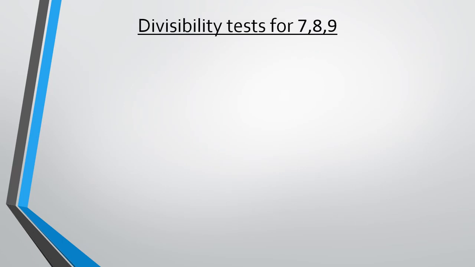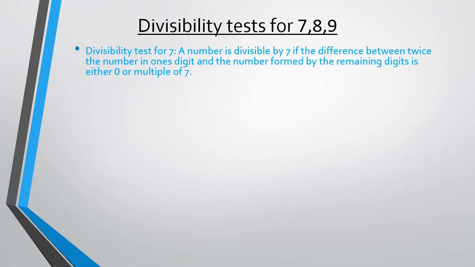Children, let's move on to the divisibility tests for 7, 8 and 9. Divisibility test for 7. A number is divisible by 7 if the difference between twice the number in one's digit and the number formed by the remaining digits is either 0 or a multiple of 7. Now let me explain that very clearly with the help of an example.